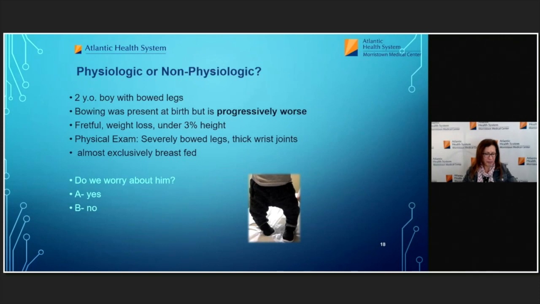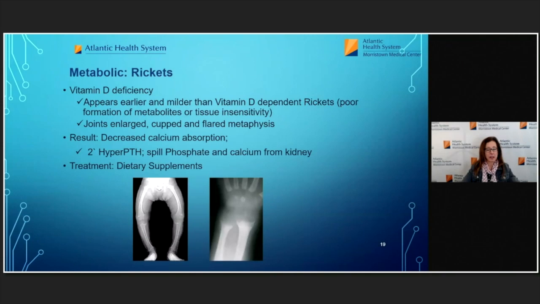Now, here we have another 2-year-old boy with bowed legs, bowing present at birth. He's progressively worse. He's fretful, he's got weight loss, he's under 3% height. Physical exam shows severely bowed legs. He's also got thick wrist joints, and he's almost exclusively breastfed. Do we worry about him? And the answer is yes.